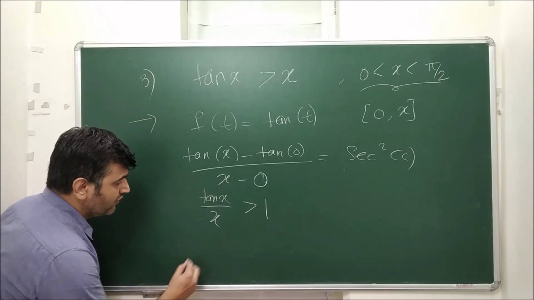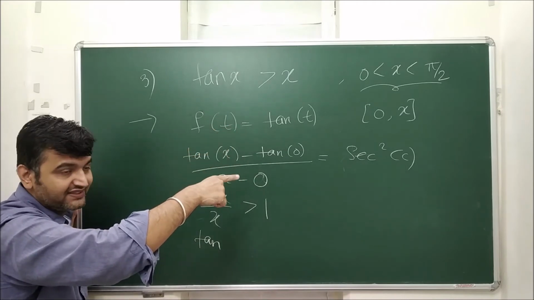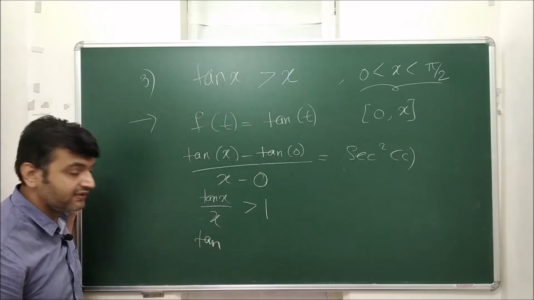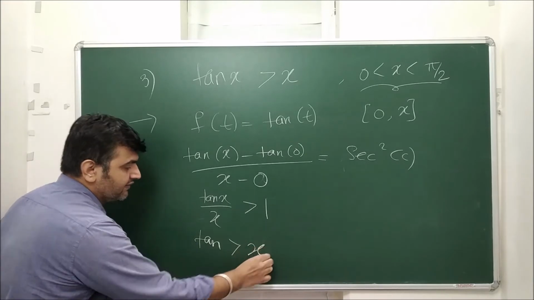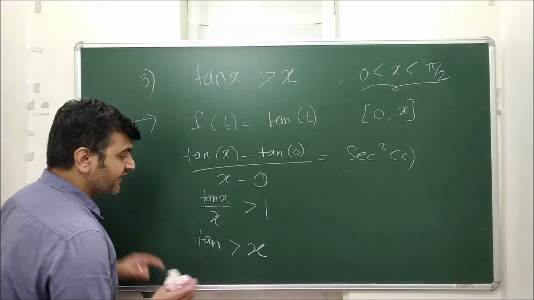Okay, so therefore your tan x in that range, my x is from 0 to pi by 2, it will not be 0. That's why I'm not writing the equality sign. So I have tan x is greater than x. So this was one way, by using LMVT.